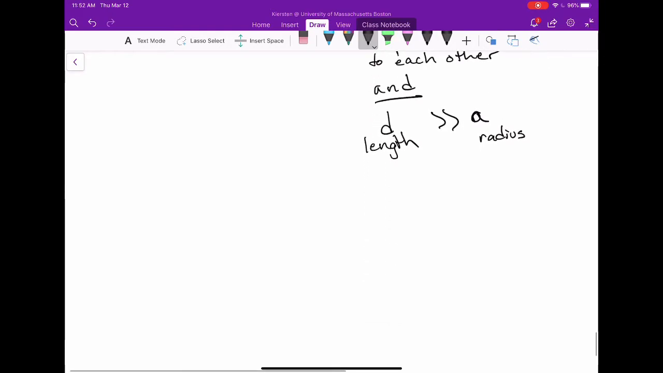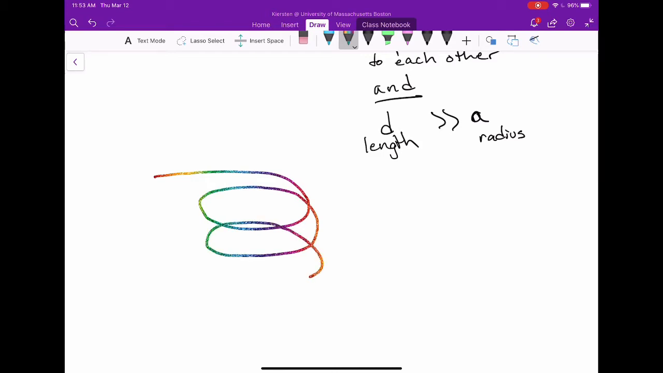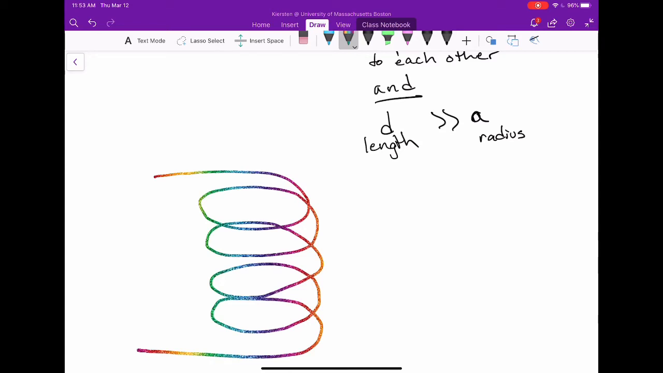So let me draw another solenoid for us to work with here. I'm going to use my fancy pen. Here I have some loops of wire. I am specifically not drawing them especially close together because I want to be able to draw on this diagram. So here you go. An example of a solenoid. And like we said before, it has length D and it has radius A. And this one is carrying a current I also.